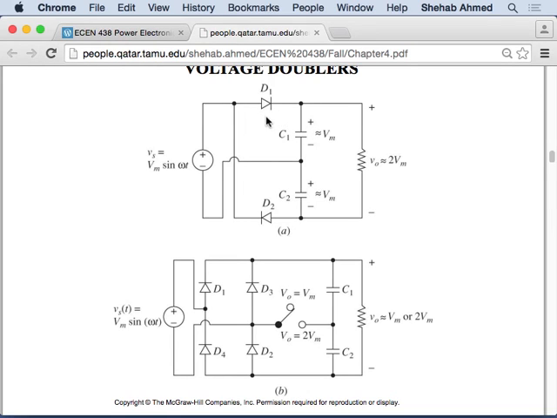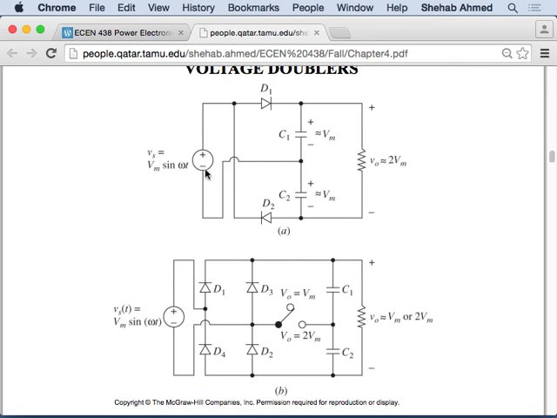That's in the positive half cycle. I'm charging the capacitor, and then disconnecting my diode. As soon as I disconnect my diode, the only thing that can feed my load is my capacitor through this loop. Okay? Negative half cycle, what's happening?